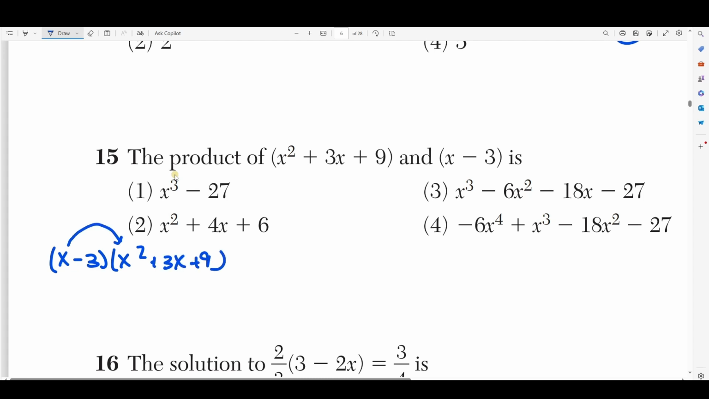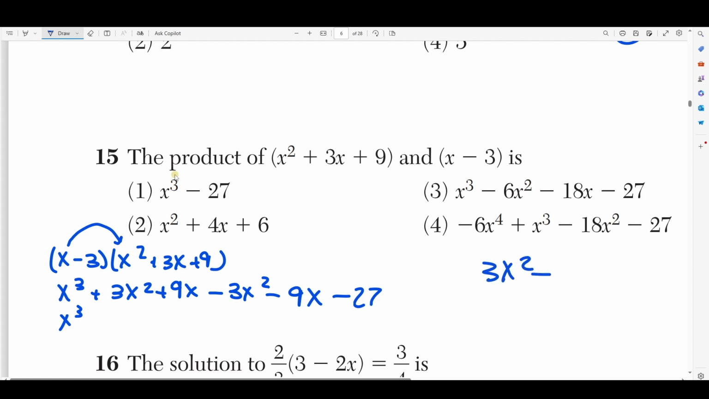So x times x squared is going to be x cubed, plus x times 3x is 3x squared, okay? Plus 9 times x is 9x, minus 3 times x squared is -3x squared, minus 9x, minus 27, right? And here combine like terms. X cubed, there's nothing else being cubed, so you can't combine it with anything else. 3x squared minus 3x squared is going to be 0, so these two terms cancel each other out. 9x minus 9x is also going to equal 0, so these two terms cancel out. So really you're going to have x cubed minus 27, which is choice 1.